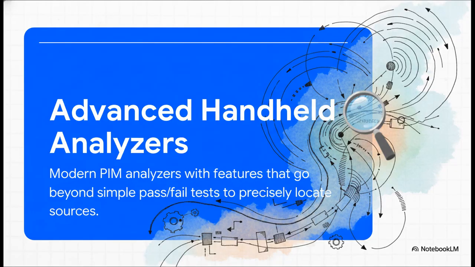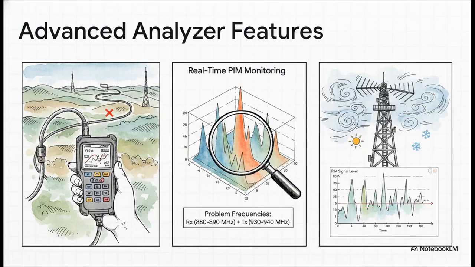Okay, let's talk about the gear you're already carrying, your handheld PIM analyzer. It's not just a simple pass or fail meter anymore. The latest models are seriously powerful diagnostic tools, and they're packed with features designed to hunt down the exact location of a PIM source. You can see exactly what I mean here. You've got distance to PIM, which basically gives you an X on the map, pointing you to the physical spot of the problem. Then there's PIM mapping, which helps you see which frequency combos are the real troublemakers. And real-time monitoring lets you see how things like wind or temperature are affecting the PIM signal over time.